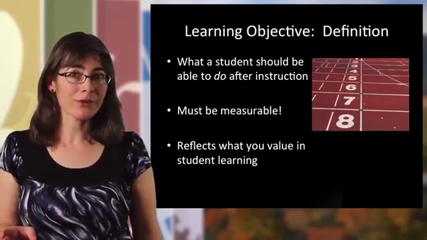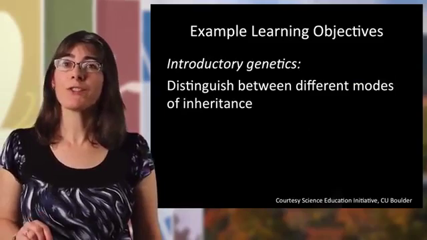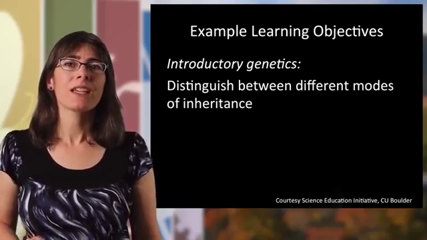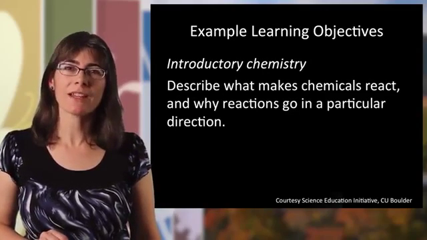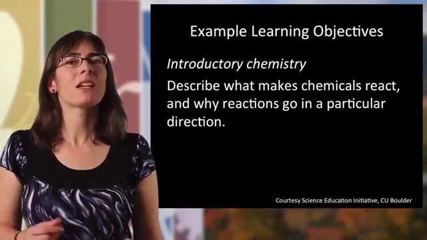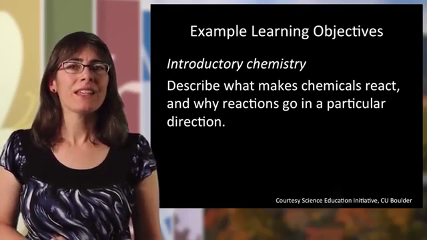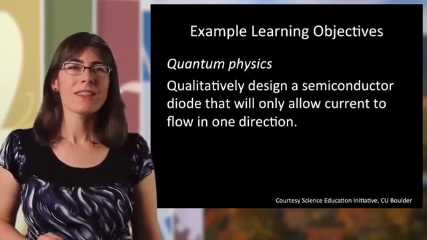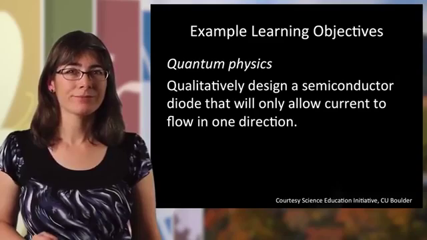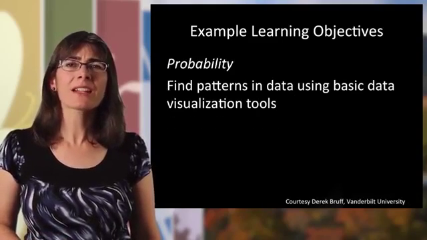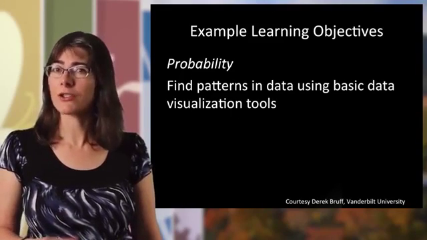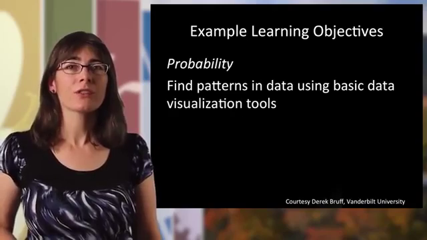So let me give you some examples. Introductory genetics. I might want students to distinguish between different modes of inheritance, a fundamental concept in genetics. Chemistry. Describe what makes chemicals react and why reactions go in a particular direction. Again, really fundamental idea. Here's a more specific one. So quantum physics, qualitatively design a semiconductor diode that will only allow current to flow in one direction. And then lastly, a mathematics one, find patterns in data using basic data visualization tools. So again, a skill that we would want students to come out of that class with.